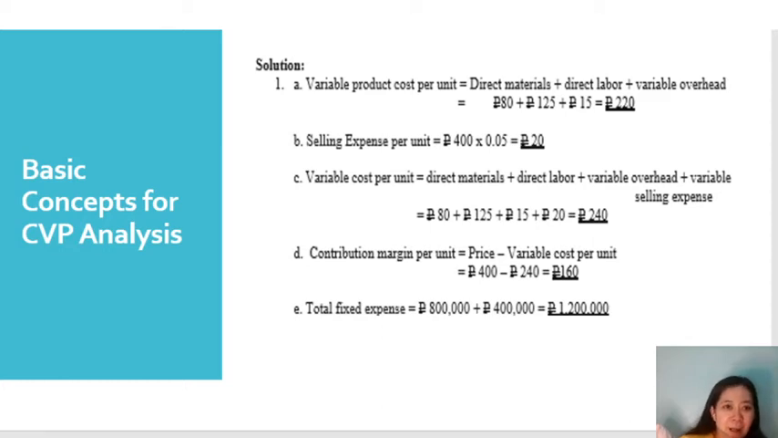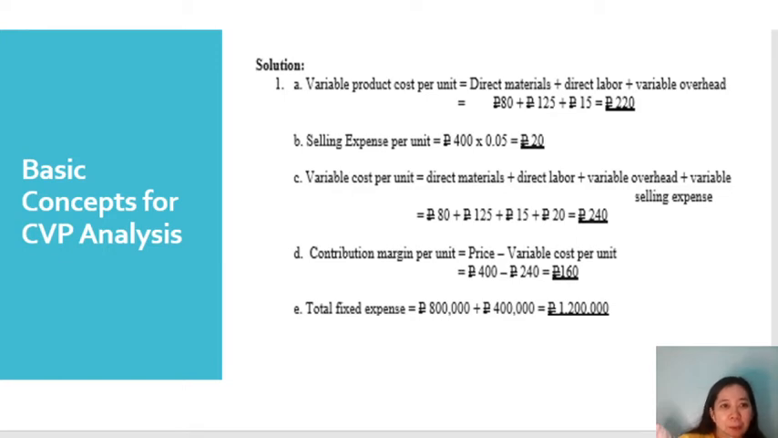Okay, for letter B, what about our selling expense? It was mentioned earlier that our selling expense, which is variable also in nature, is equivalent to 5% of the price of the product. So that's why our selling expense per unit will be equal to 20 pesos. All you have to do is multiply it with 400, or its selling price.